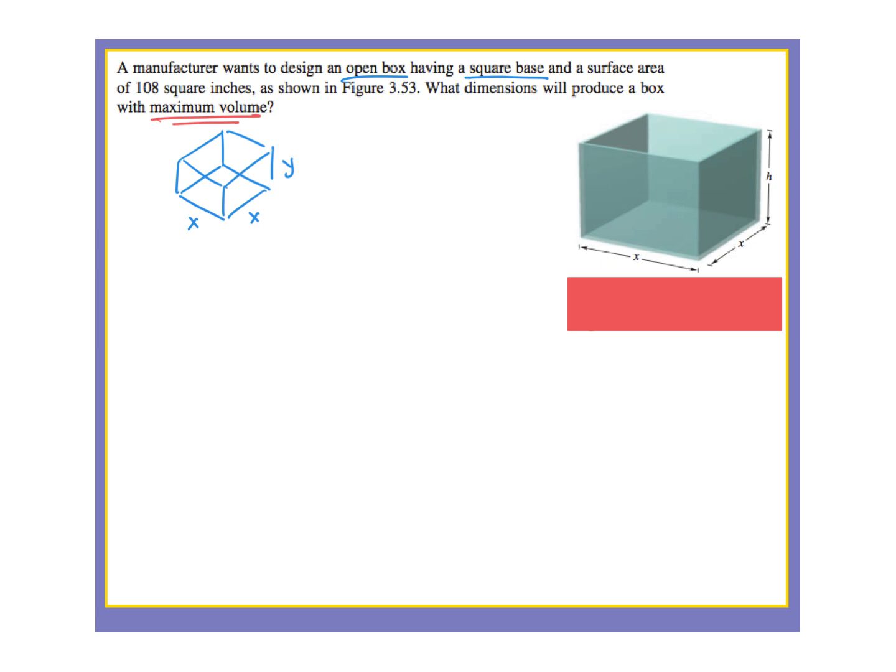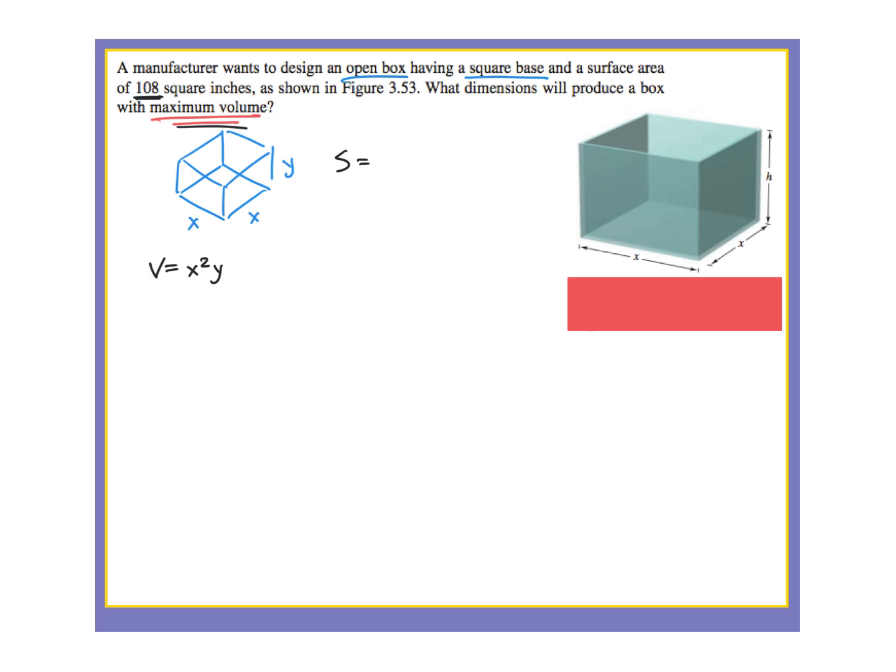All right, and so what is my surface area going to equal, though, eventually? 108. All right, and so that's going to be my secondary equation. But I need to find my primary equation. So my primary equation is what? Volume. So how do I find volume? It's how many dimensions? 3 dimensions. So what do I do with those 3 dimensions? I multiply them all together. So what's my volume of this box? x squared times y, because it's x times x times y.